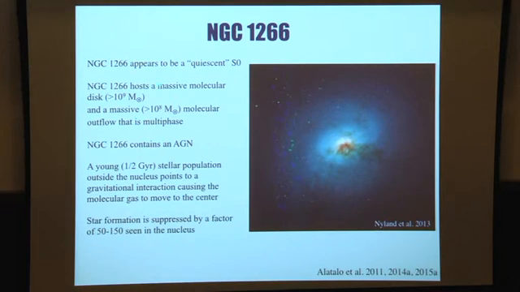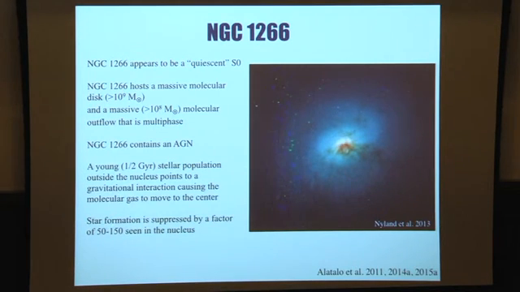So NGC 1266, at the beginning of this game, appeared to be a quiescent S0 galaxy. All the ground-based observations basically didn't show any interesting structure. The reason you're seeing structure here is because we finally had to go to HST. But it hosts a massive molecular disk, a massive molecular outflow that is multi-phase. It has an AGN. It has a young stellar population, but not an infant stellar population. And it doesn't appear to have any signs of a major interaction, though there might be signs of a minor interaction.